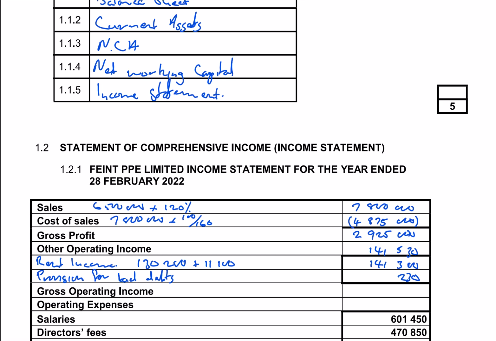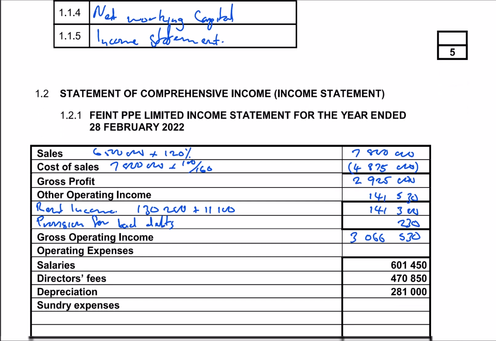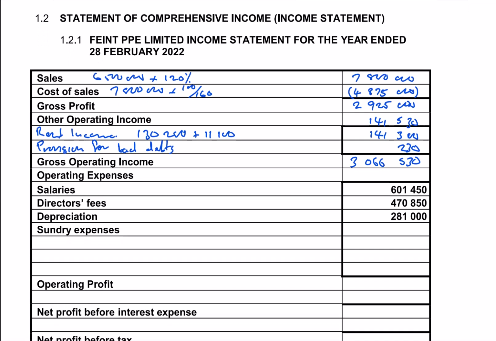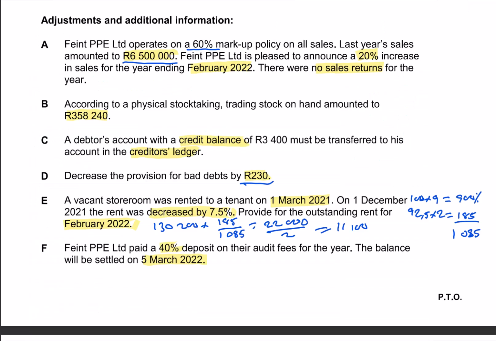Right, then so our gross operating income will be 2,925,000 plus 141,530. That will get 3,066,513. Right, so that's our gross operating income. Then expenses, some are filled in. So what expenses do we need to fill in here? Right, payment for bad debts, we're done with this. We're done with income.